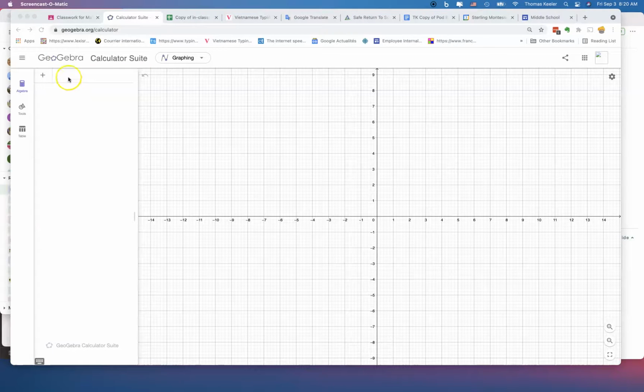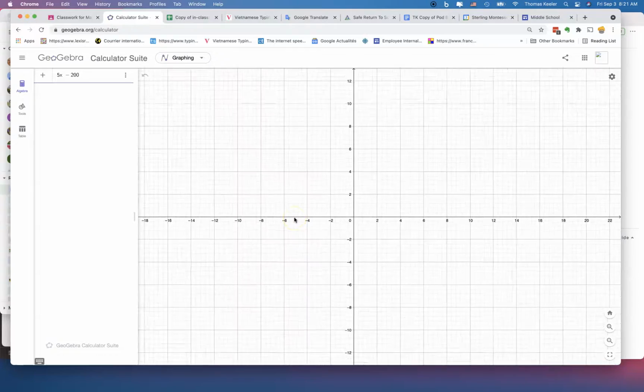Okay, so let's write some equations that would reflect the pizza business. Remember, in the pizza business you had two choices. You could charge $5 a pizza, so you get $5 per pizza, but you started out at minus 200, maybe, because you bought a really strong industrial strength pizza maker.